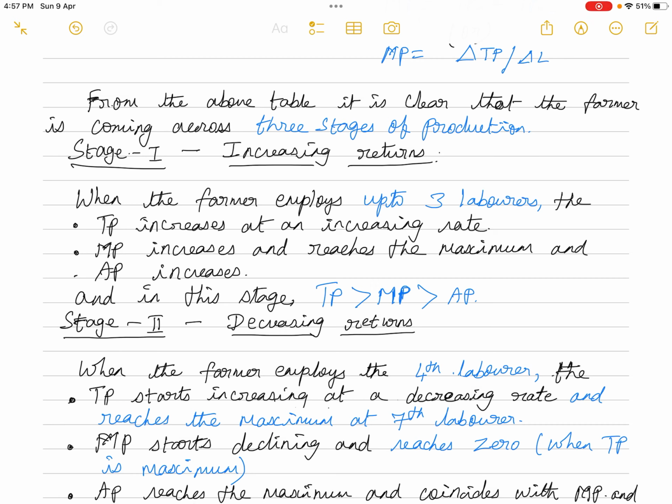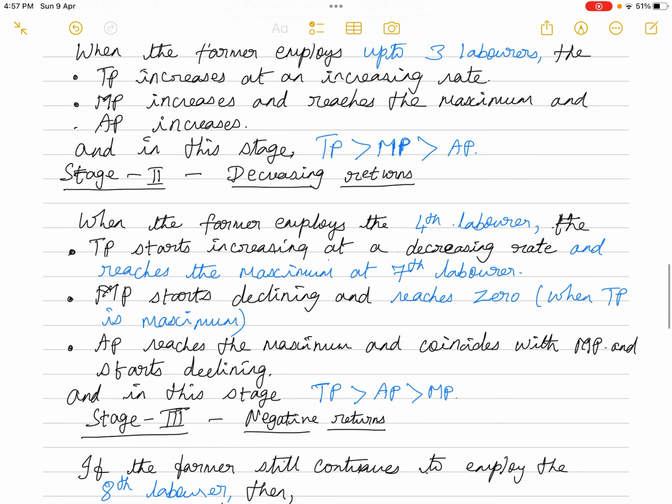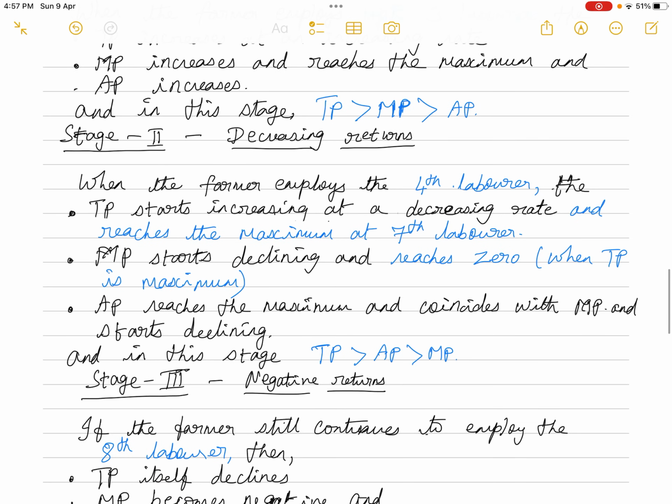Second point, marginal product MP increases and reaches the maximum, isn't it? Marginal product reaches the maximum at 16, and average product is increasing, and in this stage you can see that the total product is greater than marginal product, which is greater than the average product. And then stage 2, the farmer is coming across the decreasing return.